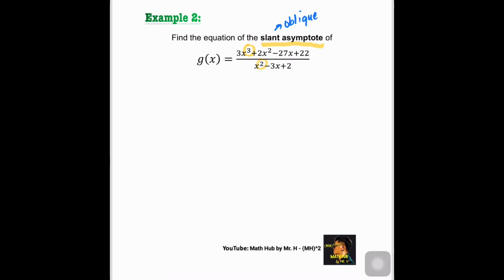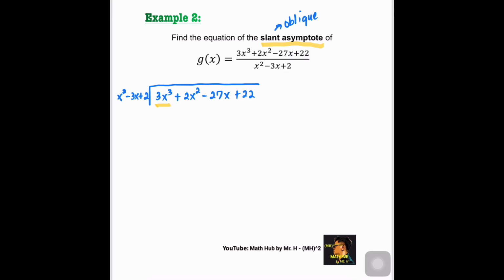Alright, since the difference is 1, being the degree of the numerator is higher than the degree in the denominator, definitely for this one, there is a slant or oblique asymptote for this given rational function. And the question is, how do we find that? So what we need to do is perform division by using the long division method. Alright, so let's start dividing.